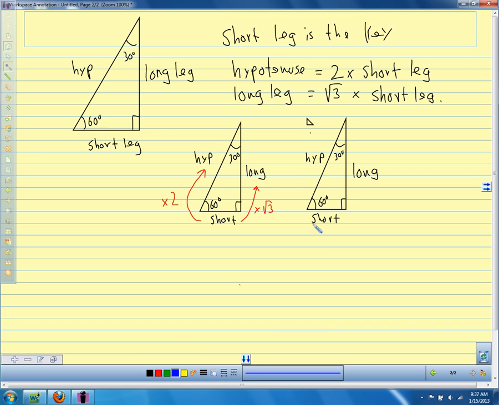And then the other diagram is for going the other direction. To go from the hypotenuse to the short side, I'm doing the opposite. I'm dividing by 2. To go from the long side to the short side, I'm dividing by the square root of 3. So because the 30, 60, 90 triangles don't have 2 of the same sides, I have a couple more rules that I have to keep track of.